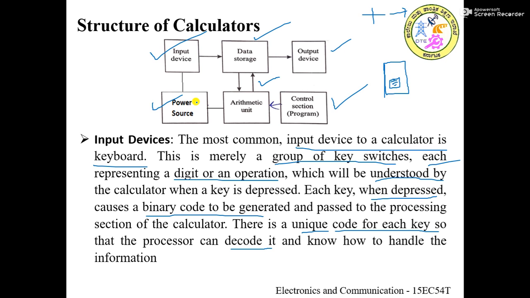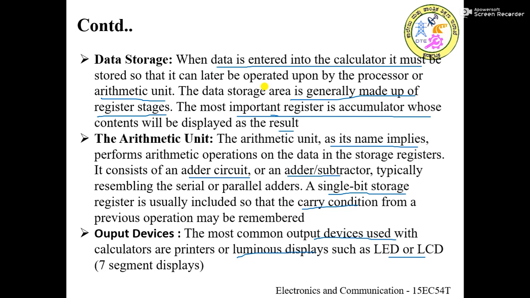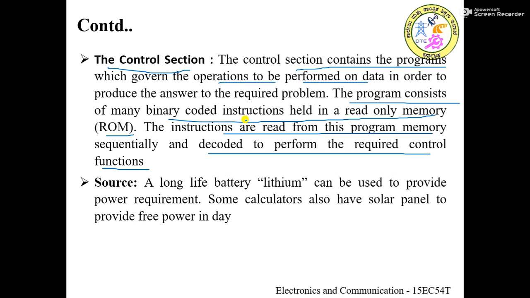So what this means is, whenever you are working on calculators in the sunlight, the calculators make use of the solar panels to generate the power and supply it to the various sections of the calculators. And in absence of sunlight, they make use of the lithium storage battery, which is used in the calculators.